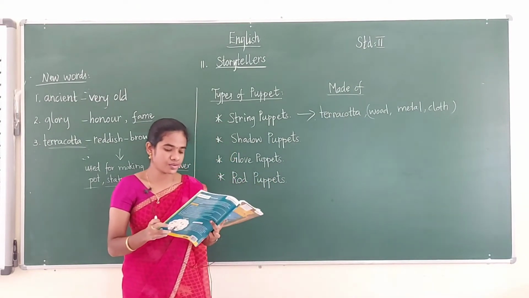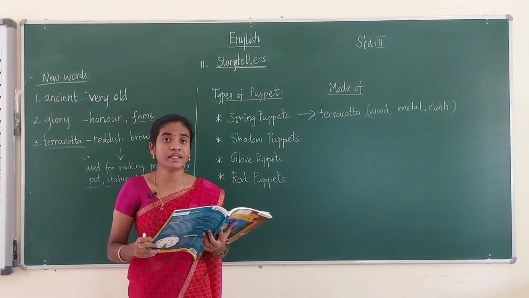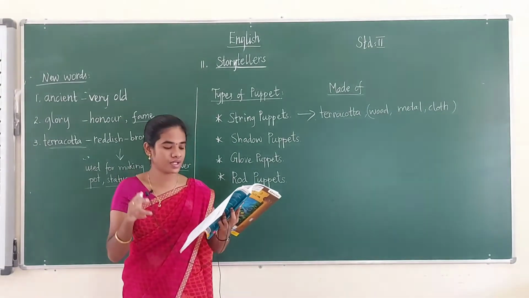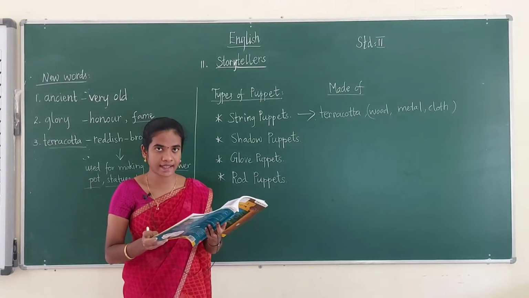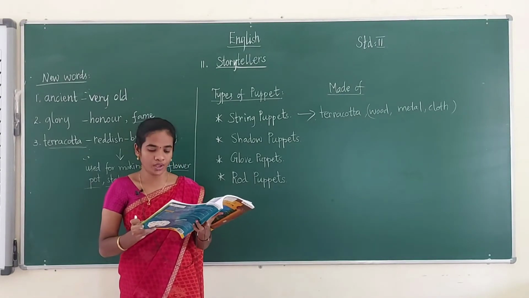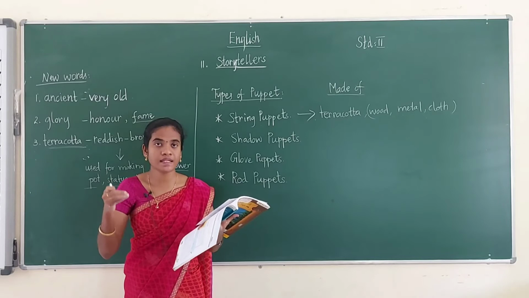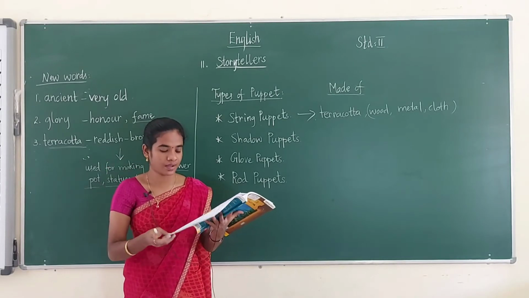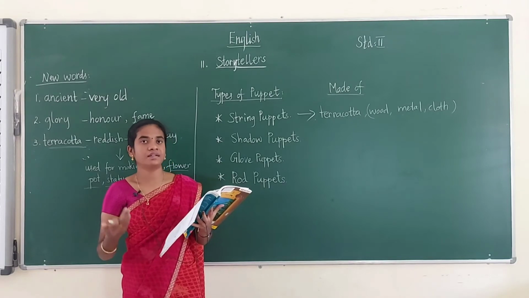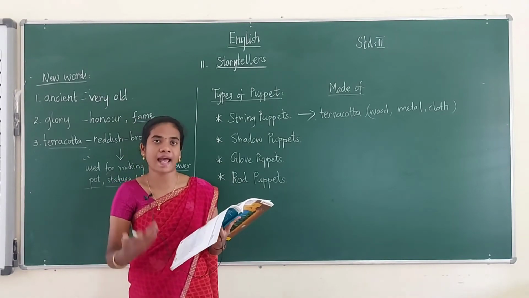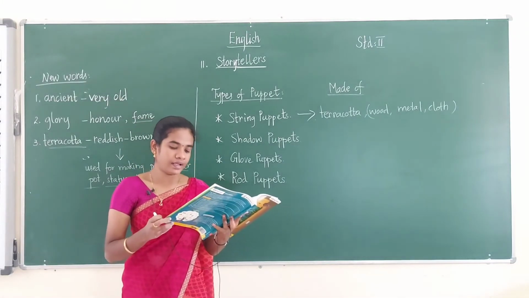These puppets are tied to strings or threads. String means lace on a kaire, and thread means nool. The string puppet tells the stories of kings and queens.